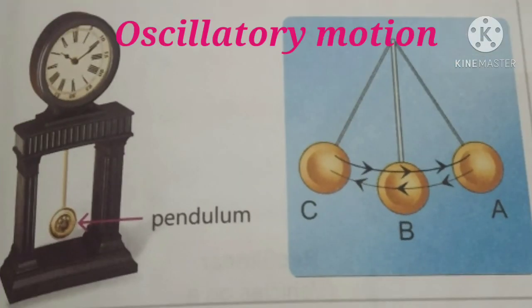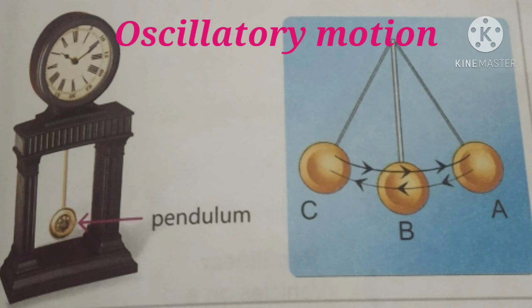Next we will see about oscillatory motion. When an object moves to and fro between any two points, it is said to be oscillating. Such a motion is also known as oscillatory motion. The movement of the pendulum of a clock is an example of oscillatory motion.